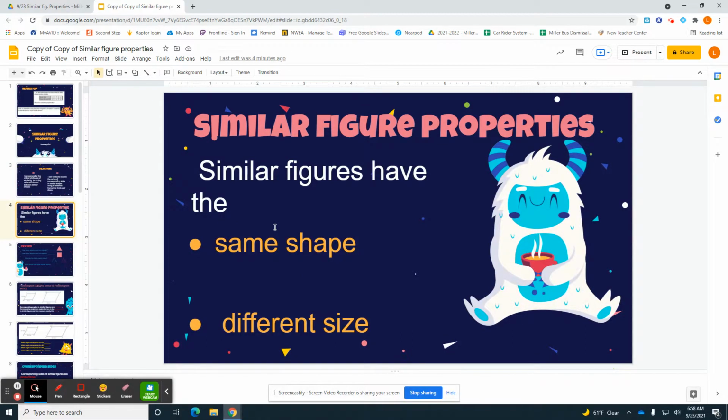So, similar figure properties. Similar figures have the same shape and may be different sizes. These are your blanks for your notes: same shape, different size. All right, moving on to our next slide.